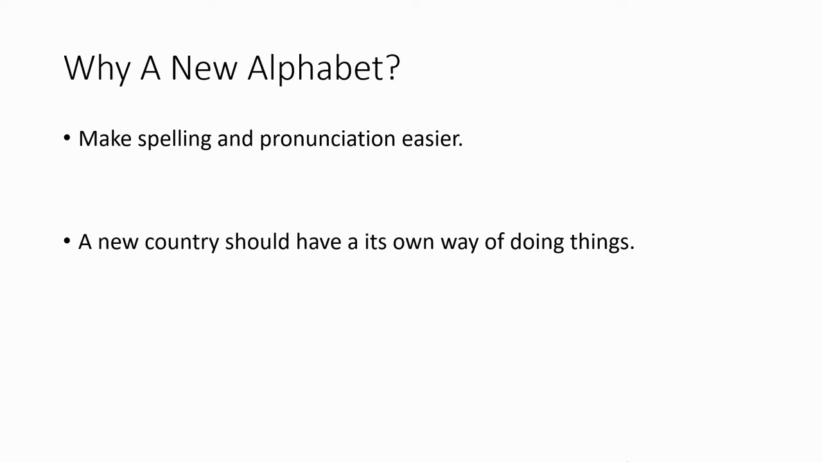The other big reason is America, by this time, was coming into its own. We had won the Revolutionary War, and we were in the business of starting a new country. So, new country should have its own way of doing things, says Franklin, and that includes its own language. Granted, it would be a language based in British English, but it would be American English. Its own spellings, its own alphabet, the whole deal.